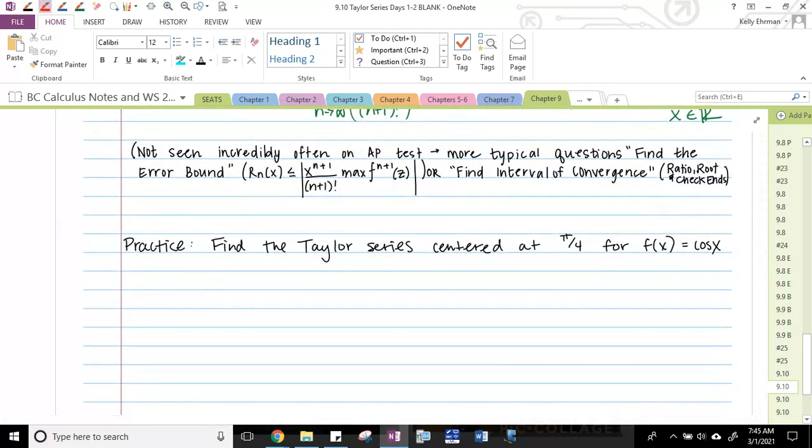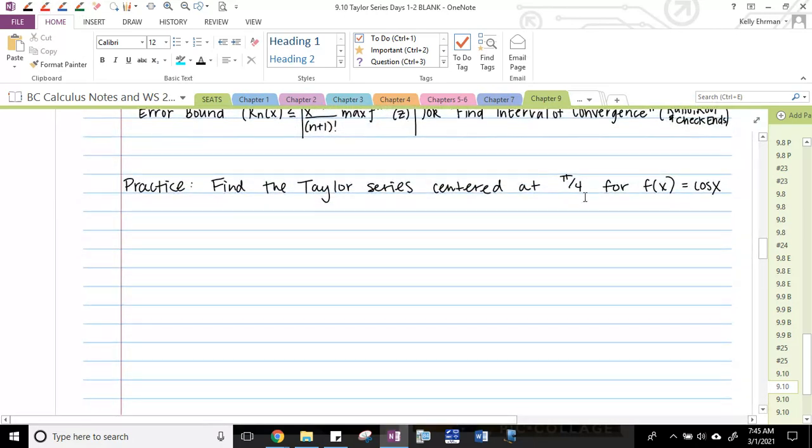All right, our final problem for today is to find the Taylor series centered at pi over 4 for f of x equals cosine x. We actually had one similar to this on the quiz. I think I centered it at pi over 3.